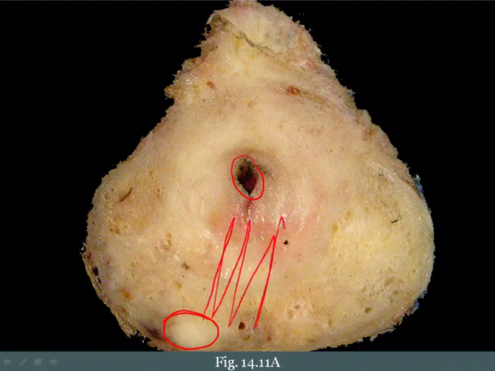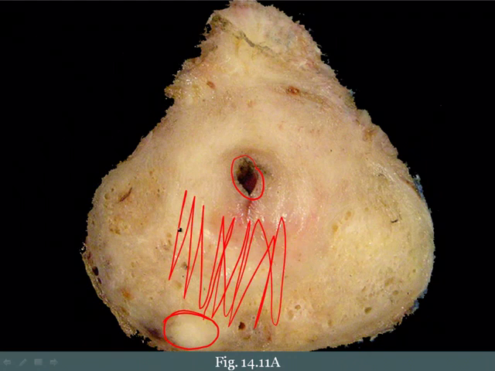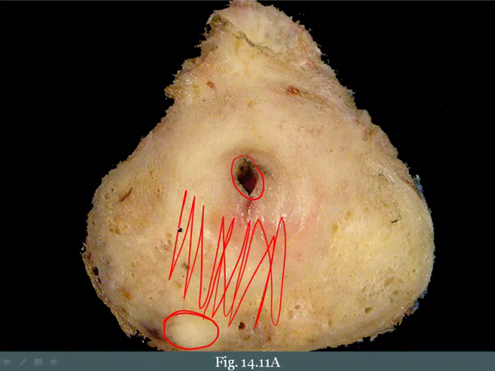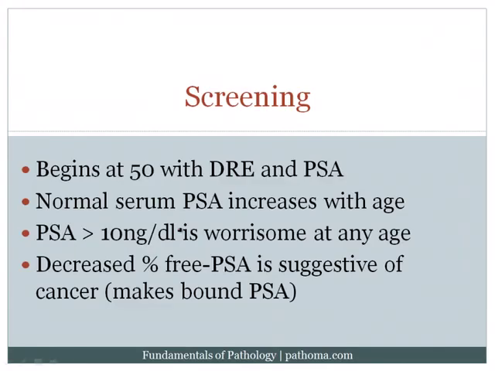Only if the cancer were to grow extensively and actually compress the periurethral zone would you get urinary symptoms. So generally speaking, prostatic adenocarcinoma is actually clinically silent, and no urinary symptoms are usually present. Therefore, in order to detect prostate cancer, we need to screen. And so screening begins at the age of 50 with both digital rectal exam and PSA.